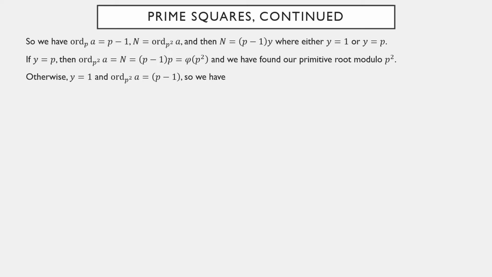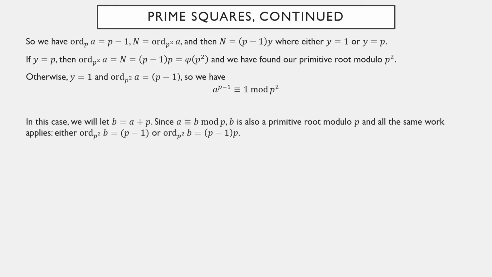So let's assume that y isn't p, in which case it has to be 1. Well, if y is equal to 1, then the order mod p squared of a is n, which is now p minus 1 times 1. So the order mod p squared of a is just p minus 1. Therefore, a to the p minus 1 must be equivalent to 1 modulo p squared. Okay, so now let's let b be this other number, a plus p. Remember, the claim was that either a or this number is going to be a primitive root modulo both bases. If we're assuming that a isn't a primitive root mod p squared, hopefully b is.